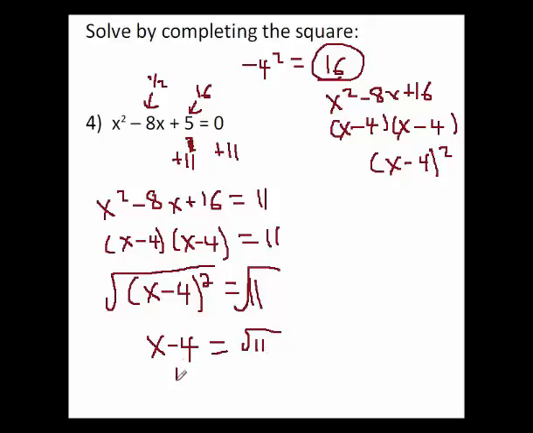And to isolate x, just simply add 4 to each side, and x equals the square root of 11 plus 4. The point of doing this is that if we use the quadratic formula, remember that negative b plus minus square root of b squared minus 4ac all over 2a, we get the same answer, but this is a little simpler. Once you can get past that initial hurdle of making sure that you know what to get over here, then using the square root property is going to be a lot easier than applying the quadratic formula.